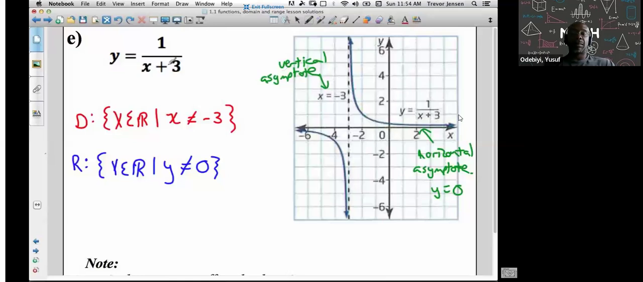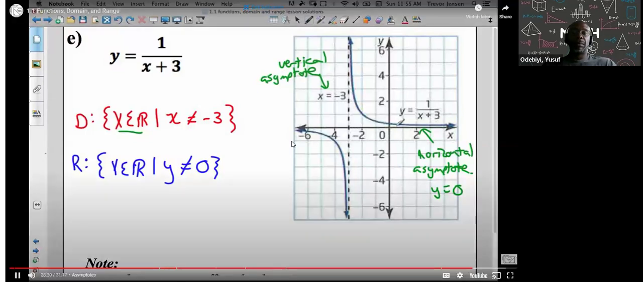X cannot be -3. That's why I've defined the domain as x can be any real number, but it cannot be -3. There's an asymptote at -3 because if x was -3, it would make the denominator 0, and we can't have the denominator being 0. There is also an asymptote at y equals 0, because you can never ever get to 0.